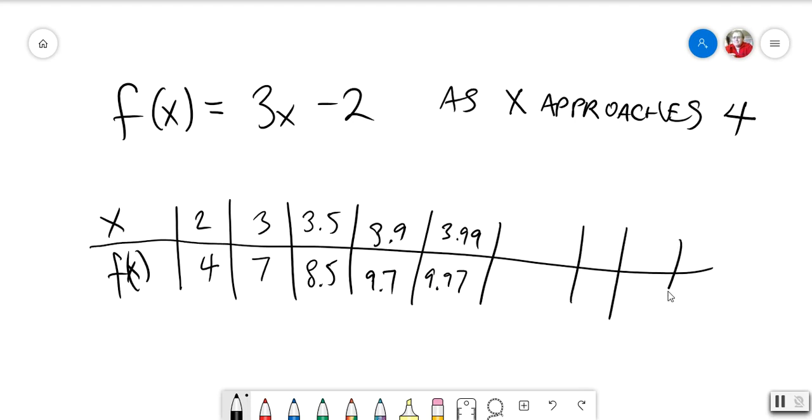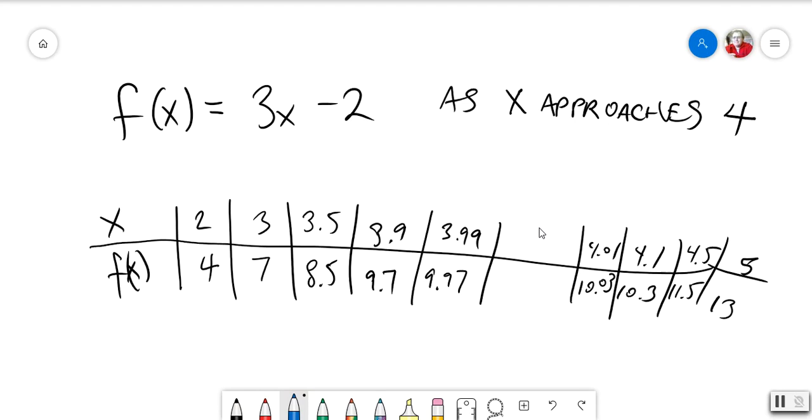If you went on the other side, if you said 5, 5 times 3 is 15, 15 minus 2 is 13. If you said 4.5, you're going to have 11.5. If you had 4.1, you have 10.3. If you had 4.01, you'd have 10.03. Well, of course, we know that if we put in 4, 4 times 3 is 12, 12 minus 2 is 10.